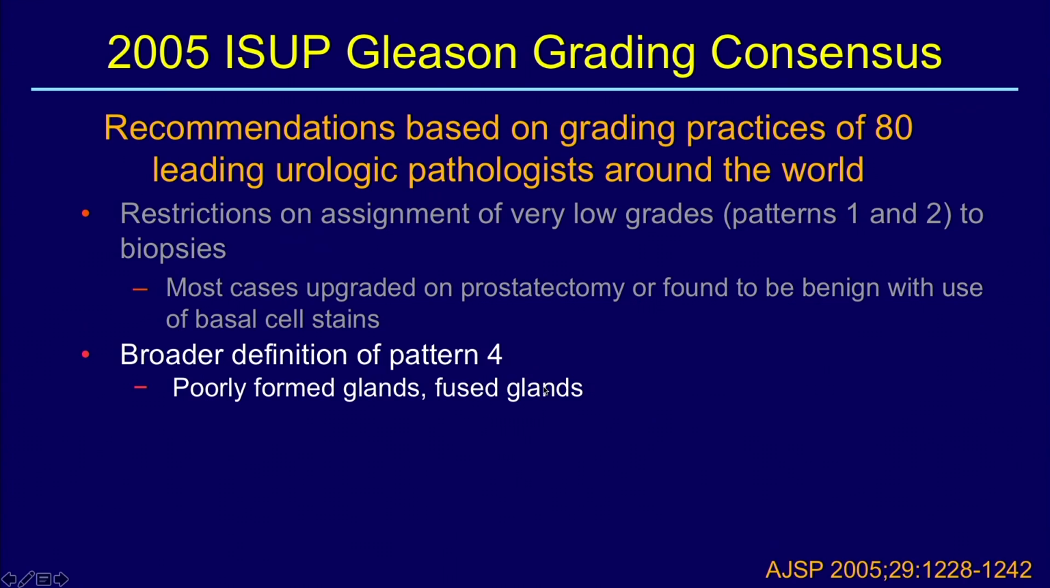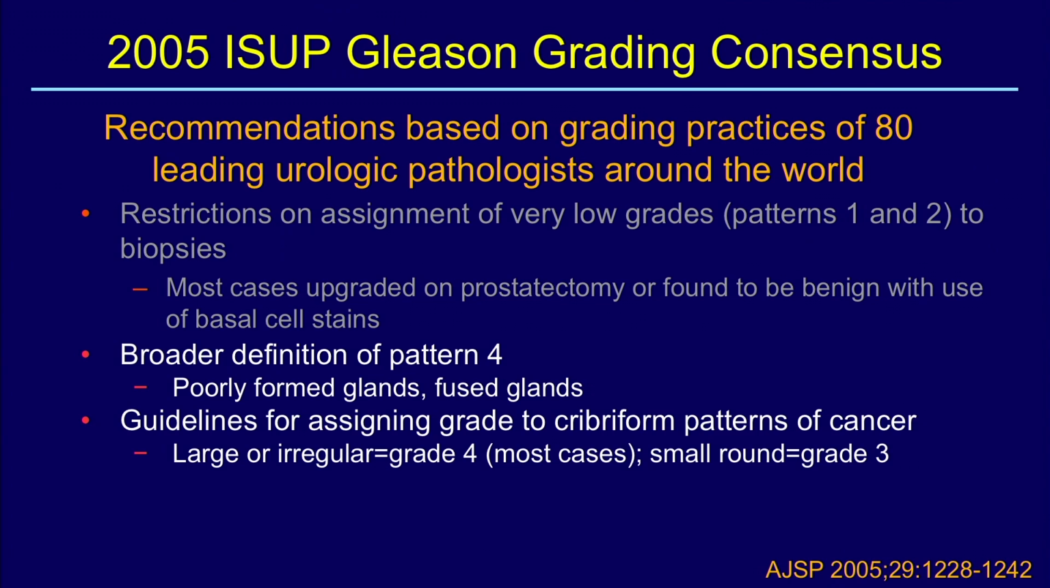We had a broader definition of pattern 4, really including things like poorly formed glands and fused glands. Now that sounds like we solved that problem, but that actually created more confusion, because when you use a term like poorly formed and you throw it out there, it leads people to have interpretation of exactly what a poorly formed acinus was. And we'll come back to that.